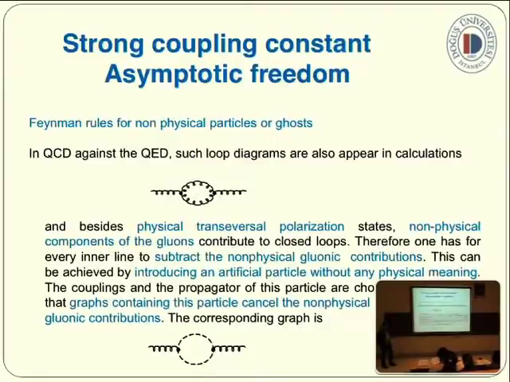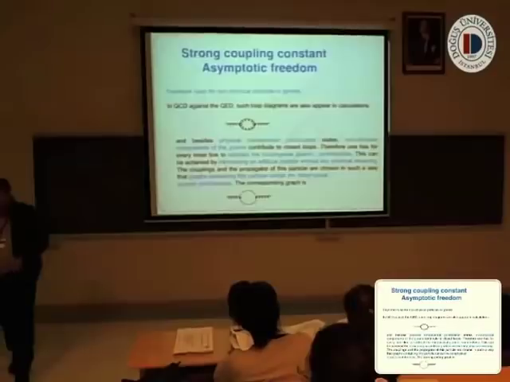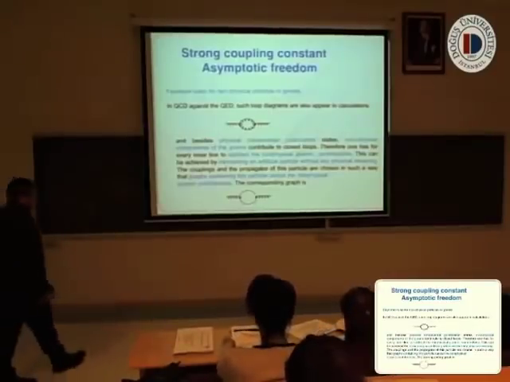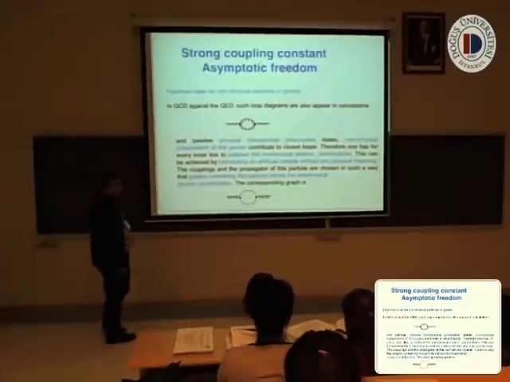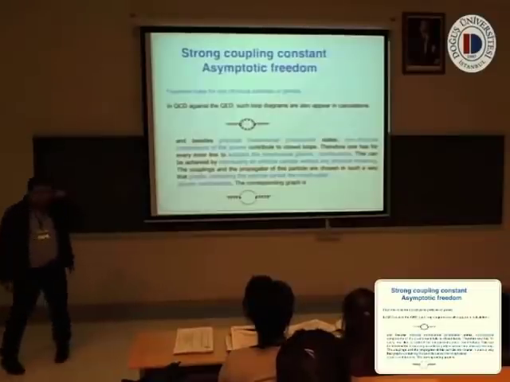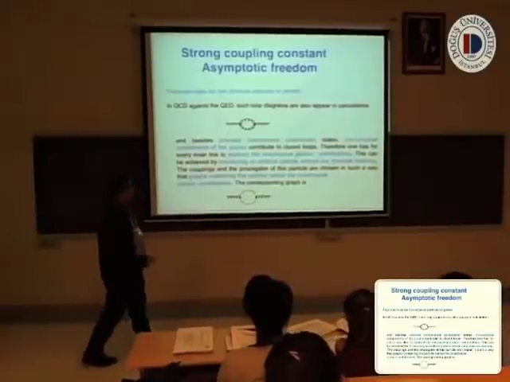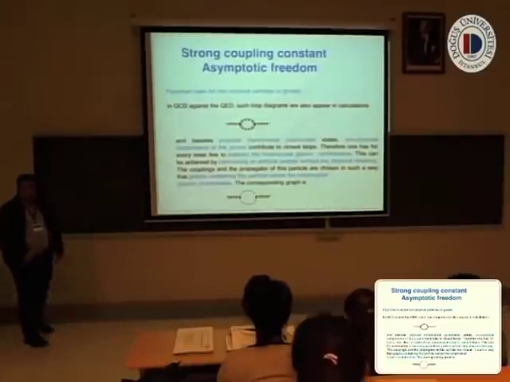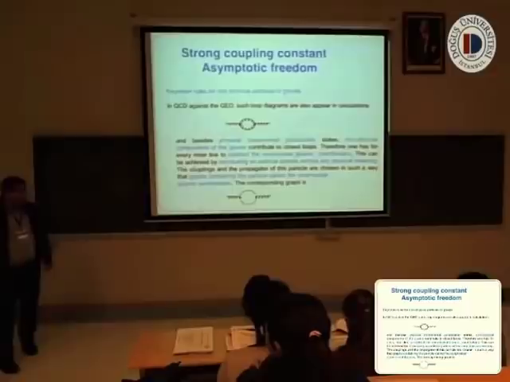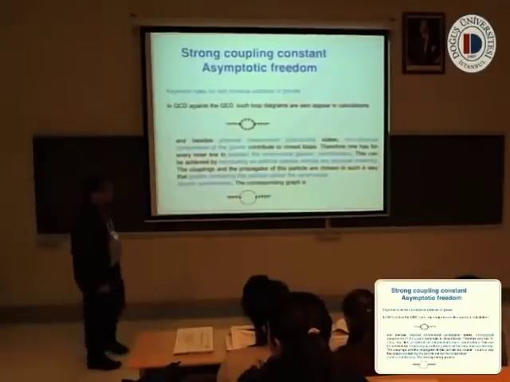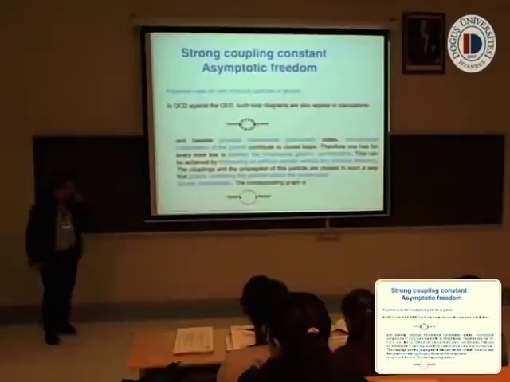Now we come back to the strong coupling constant and asymptotic theorem. In QCD, as against QED, we have the interaction of gluons with each other. So one possible diagram in calculations is this loop diagram. But when you calculate such diagrams, you will see some non-physical components of the gluons also contribute to the calculations, and we should remove these unwanted contributions from our calculations.